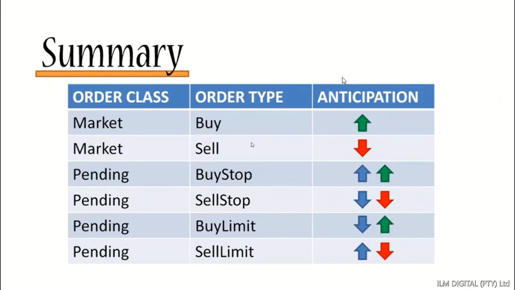Okay, let's look at a basic summary of this course. The summary here shows the class of orders, the order types, and the anticipation. When you're talking about market orders, you know you're talking about instant execution. This green section tells you that this is an instant execution, so it's an instant buy, and for the other market order it's an instant sell. That's basically it.